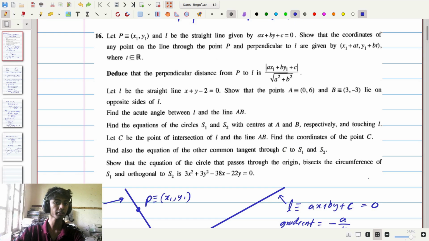The question then says show that the equation of the circle that passes through the origin, bisects the circumference of the circle S1 and is orthogonal to the circle S2 is given by the equation 3x squared plus 3y squared minus 38x minus 22y equals 0. Now to start with this question, let's consider where the circles S1 and S2 are, and given that, we'll try to find the equations of the circles S1 and S2.